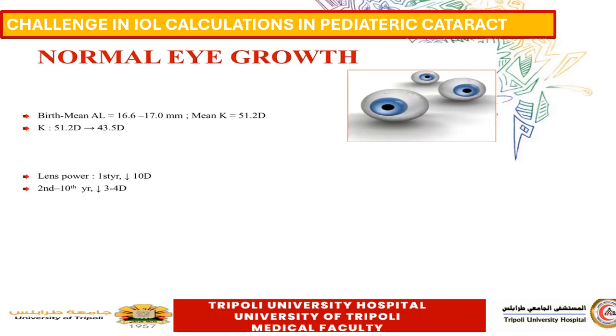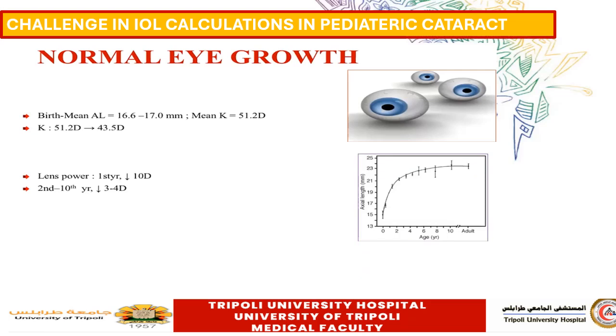To understand the challenges that face the doctor in choosing the proper IOL calculation formula and the ideal IOL that should be implanted, we should understand the normal growth of the eye and the principle of emmetropization. Now, as you can see, this is the famous graph that shows the growth of the eye. The growth of the eye is triphasic.